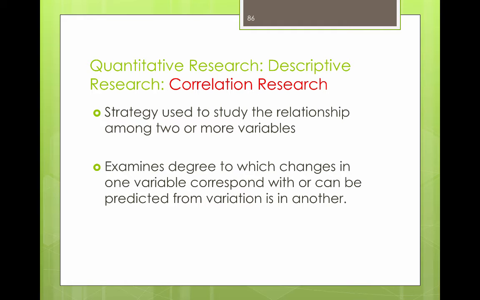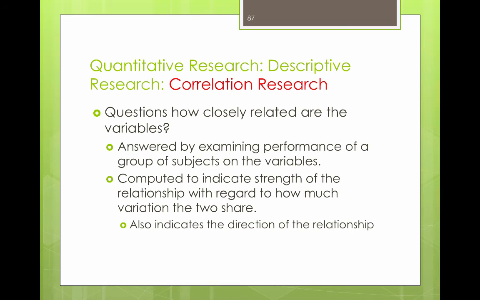Another type of descriptive research is correlational research, and this is a strategy used to study the relationship among two or more variables. It examines the degree to which changes in one variable correspond with or can be predicted from variations in another variable. So a question is, how closely related are these variables?